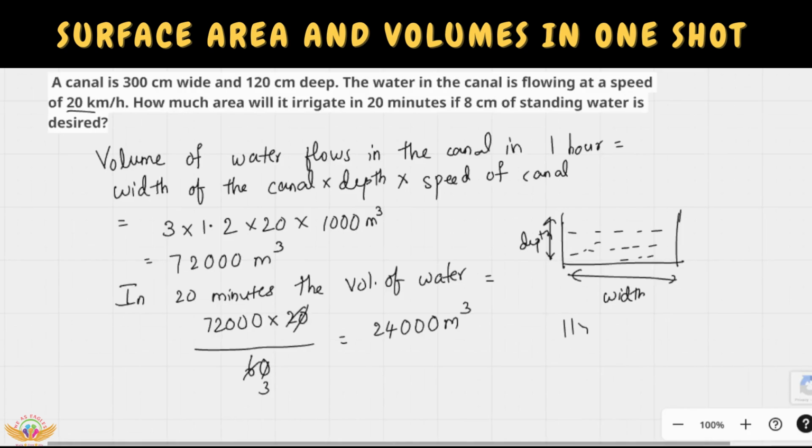So I'm writing here the conversion. So 1 kilometer is equal to 1000 meters and 1 hour is equal to 60 minutes. This is the conversion that I used here. Now we got the volume of the water in 20 minutes. Done. And they told that if 8 centimeters of standing water is desired.